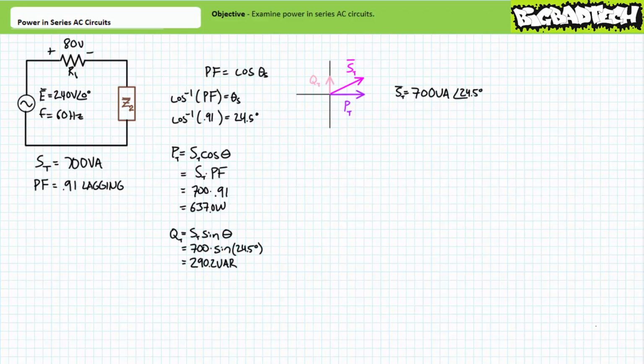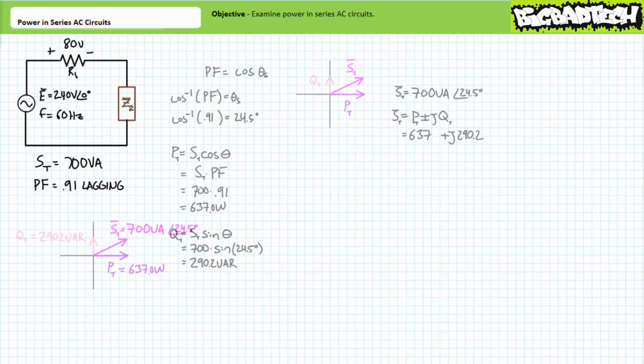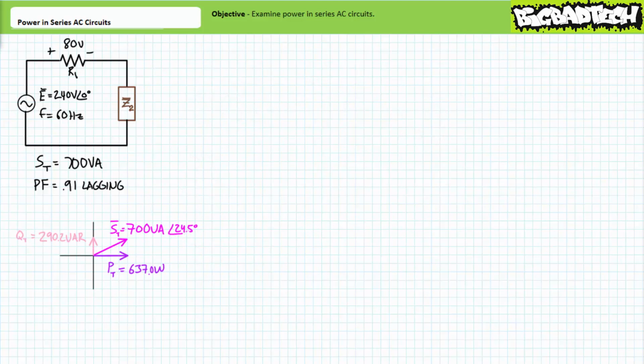Total reactive power in units of VARs is apparent power magnitude times the sine of the apparent power angle. Substituting in our given values, we arrive at a total reactive power figure of 290.2 VARs. Note inductive reactive power, occasions in which current lags voltage, is assumed to be positive. Expressed using polar format, apparent power is 700 volt amps at an angle of 24.5 degrees. Alternatively, apparent power expressed in rectangular format is 637 watts plus j290.2 VARs. Let's put these total apparent, real, and reactive power figures to the side and continue on with this problem.